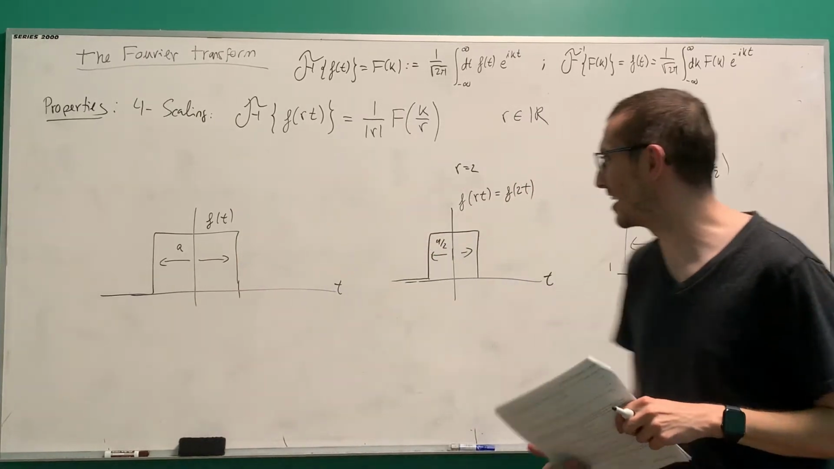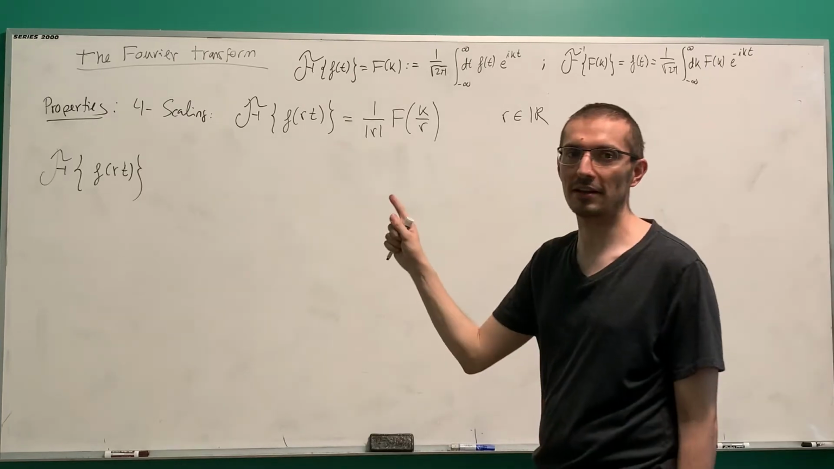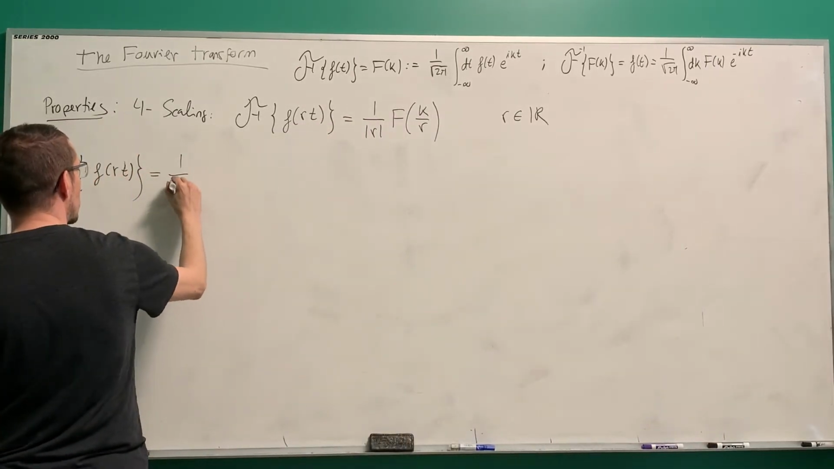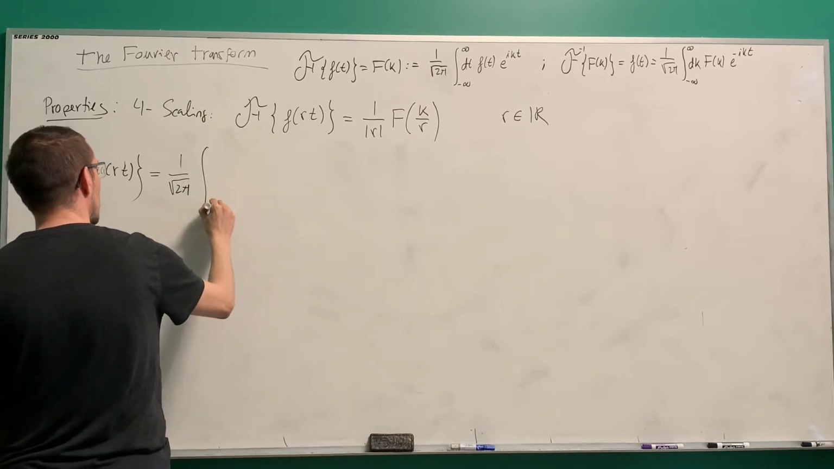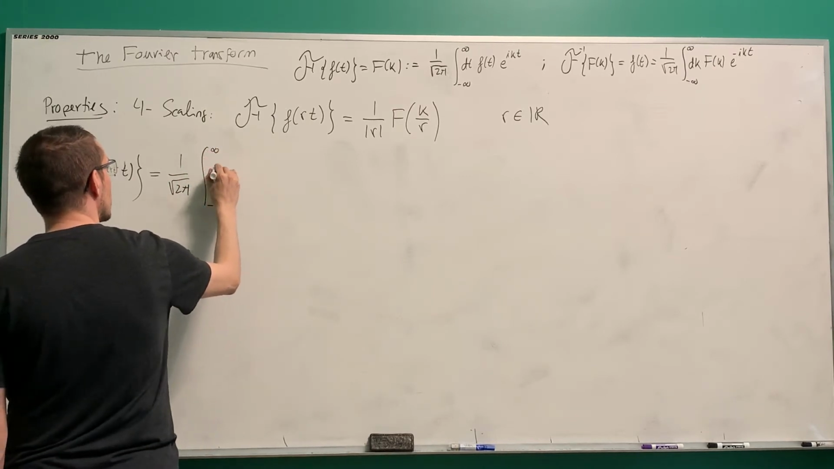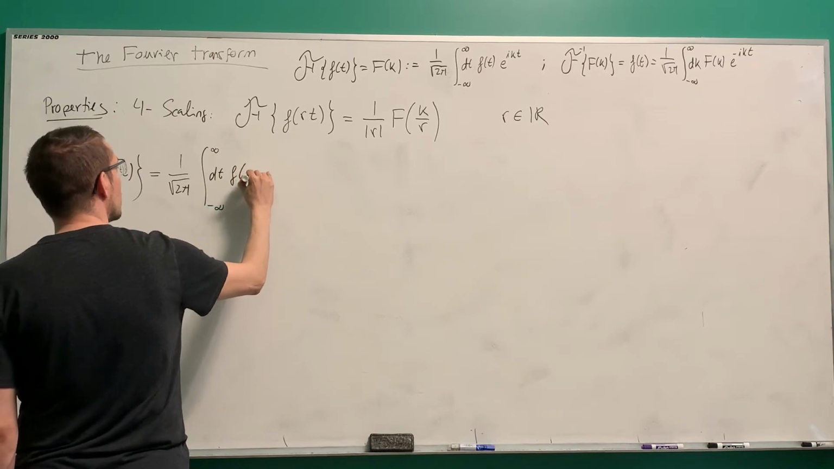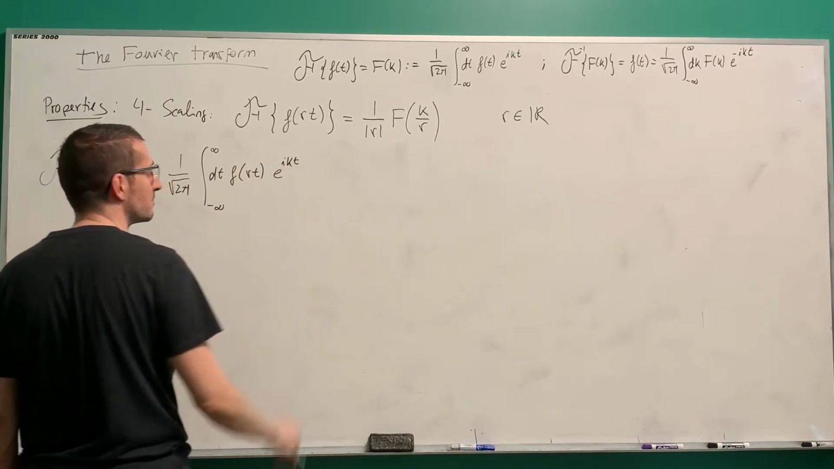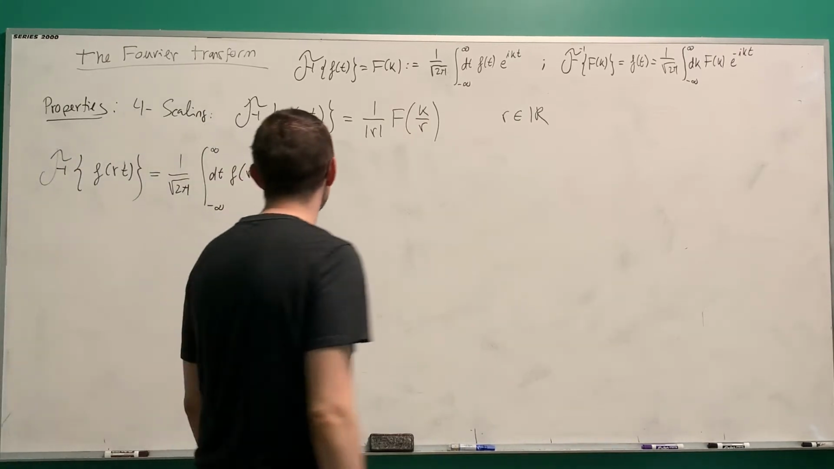Looking forward to talking about that a little bit more. For now, let's prove it. All right, first thing, write the definition. And the definition is 1 over root 2 pi, integral from minus infinity to infinity dt f of rt e to the i k t. All right, let's do a change of variables.